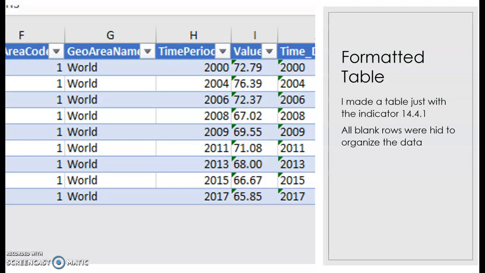And for my formatted table, here it is. I did 14.4.1 and all blank rows were deleted or hidden, just to organize some of the data.